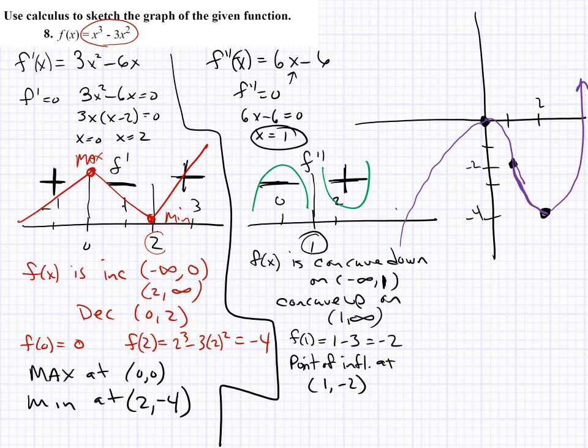And so my graph's going to look like this. So concave up here, concave down here, maximum, minimum, increasing and decreasing all holds. That's what your graph's basically going to look like.